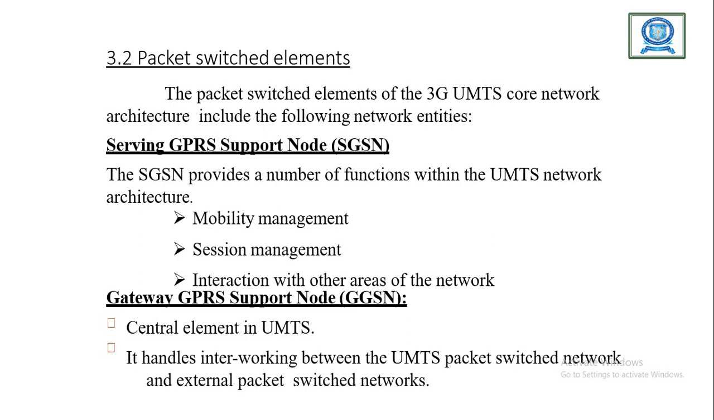Then we see the packet switched elements. The packet switched elements of the 3G UMTS core network have two parts. One is the serving GPRS support node, another is the gateway GPRS support node. SGSN provides a number of functions within the UMTS network architecture which support mobility management, session management, and interactions with other areas of the network. The gateway GPRS support node is used as a central element in UMTS. It handles interworking between the UMTS packet switched network and external packet switched networks.